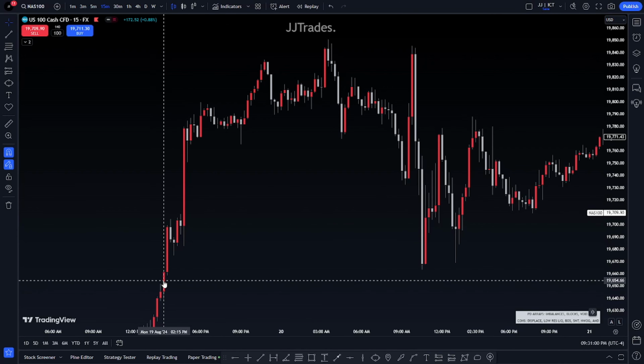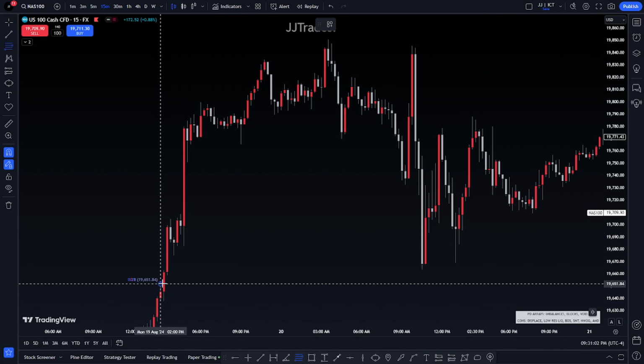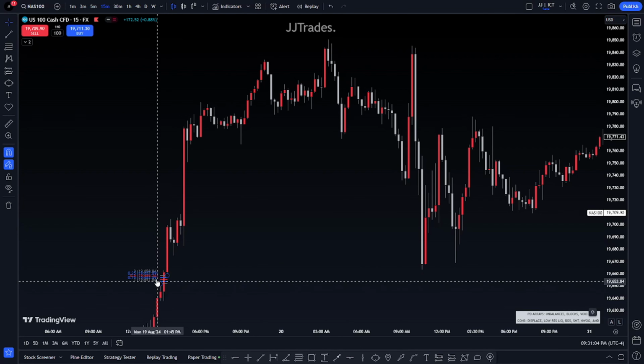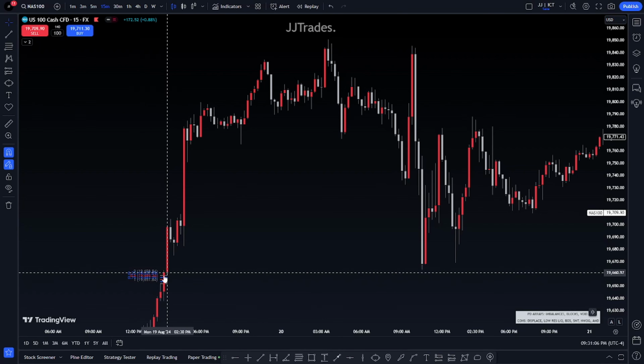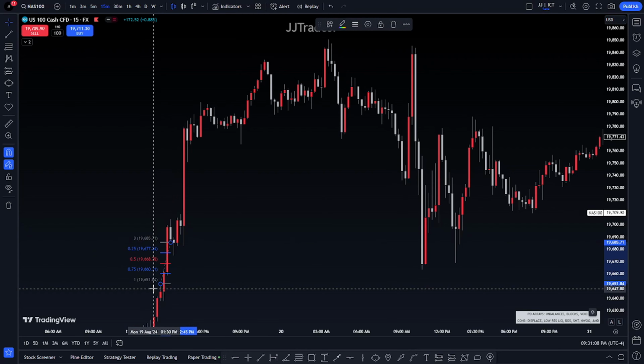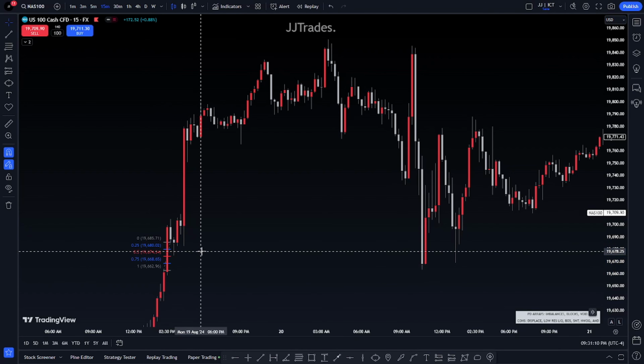Not something like this, it's too small. Because look, if you draw it, it makes no sense. Would it? It really wouldn't make any sense. But something like this fair value gap here, yeah, that's reasonable.